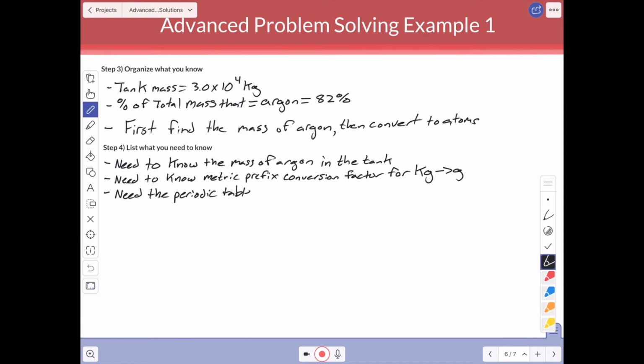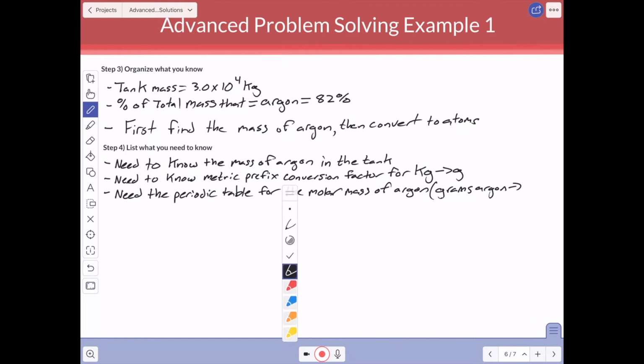Why do I need the periodic table? Remember, I need the periodic table for the molar mass. Remember, the molar mass of argon, which is grams of argon for every 1 mole of argon. If I'm going to do my symbol, I need to do it right. Capital A, R.